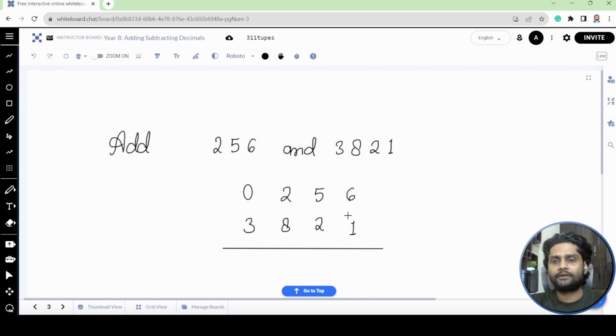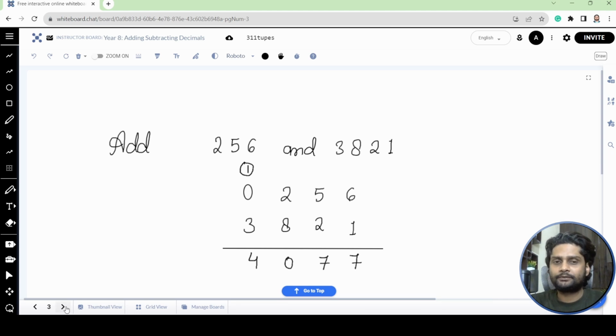You simply have to add the numbers. You may have to regroup them if needed. So that's a simple idea. 8 plus 2 is 10. So 1 is carried over, and then we get 4. And this is how we perform simple addition of two whole numbers.